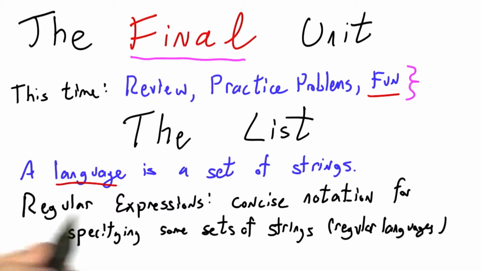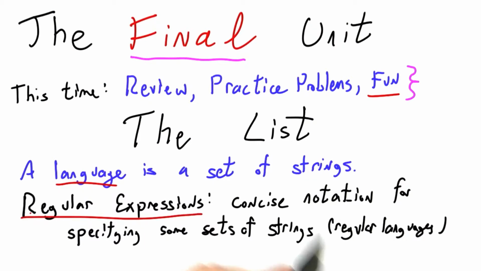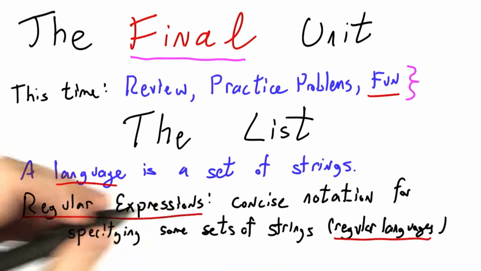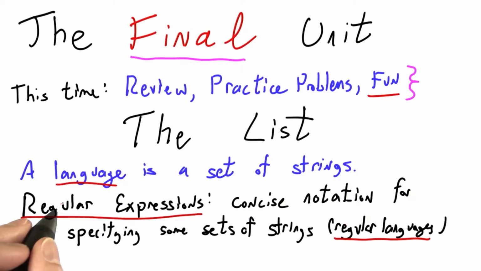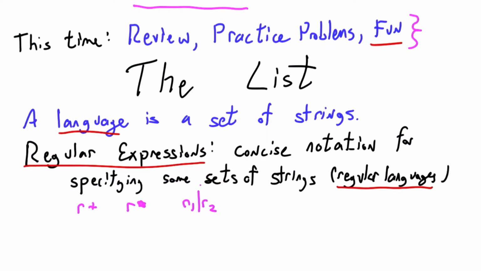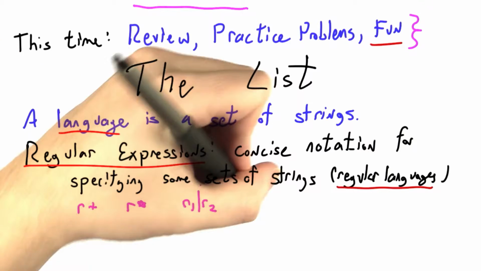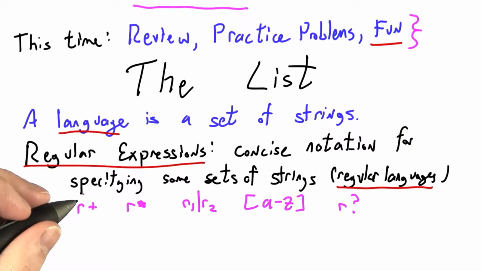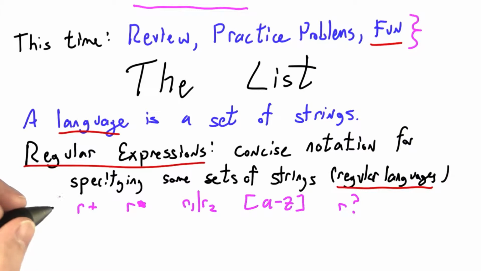One of the first tools we introduced was regular expressions, which are just a concise notation for specifying some sets of strings. Those sets of strings are called regular languages. An incredible surprise move, regular expressions denote regular languages. And we learned a bunch of regular expressions: plus, star, disjunctive choice, ranges of letters, 0 or 1 copies. And we ended up using these to specify tokens. More on that in just a bit.